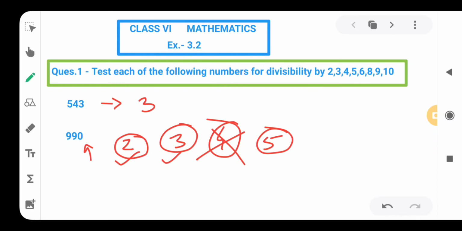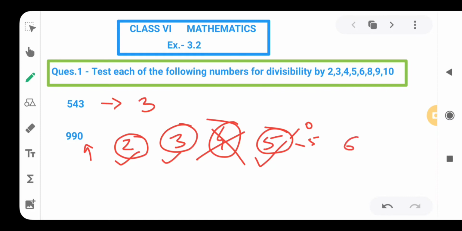Then we are having the next divisibility test, that is 5. So according to the divisibility of 5, at the unit place we are having 0 or 5. Ya to 0 ho, ya to 5 ho. So in this condition, we are having 0 at the last place or the unit place, so this number can be divisible by 5.